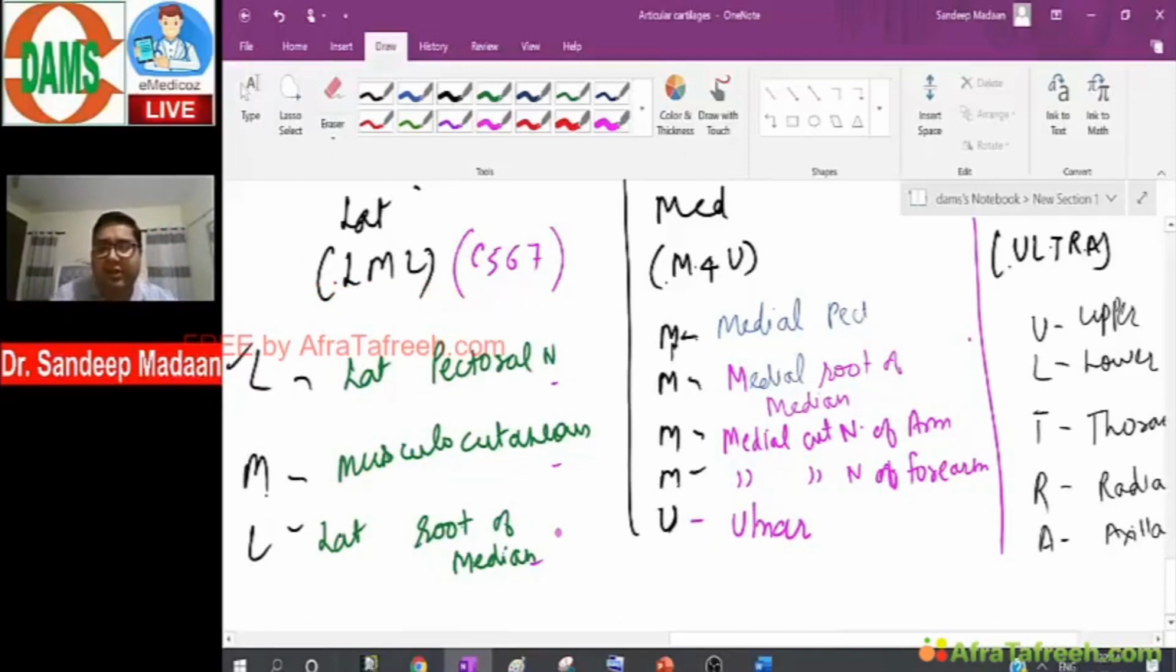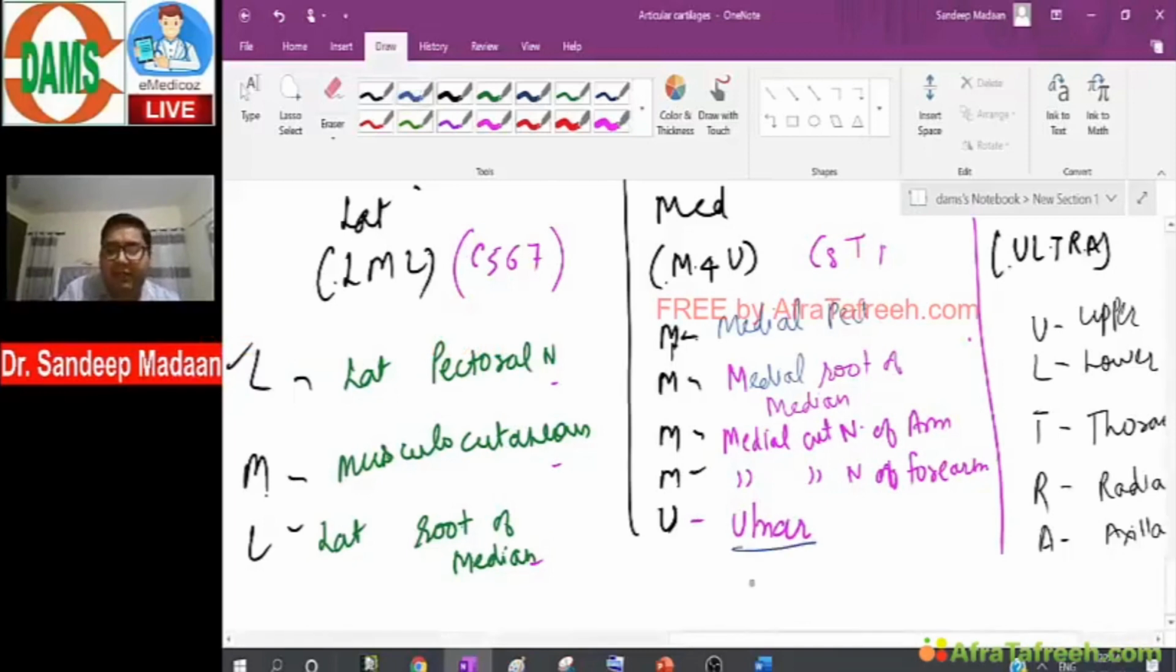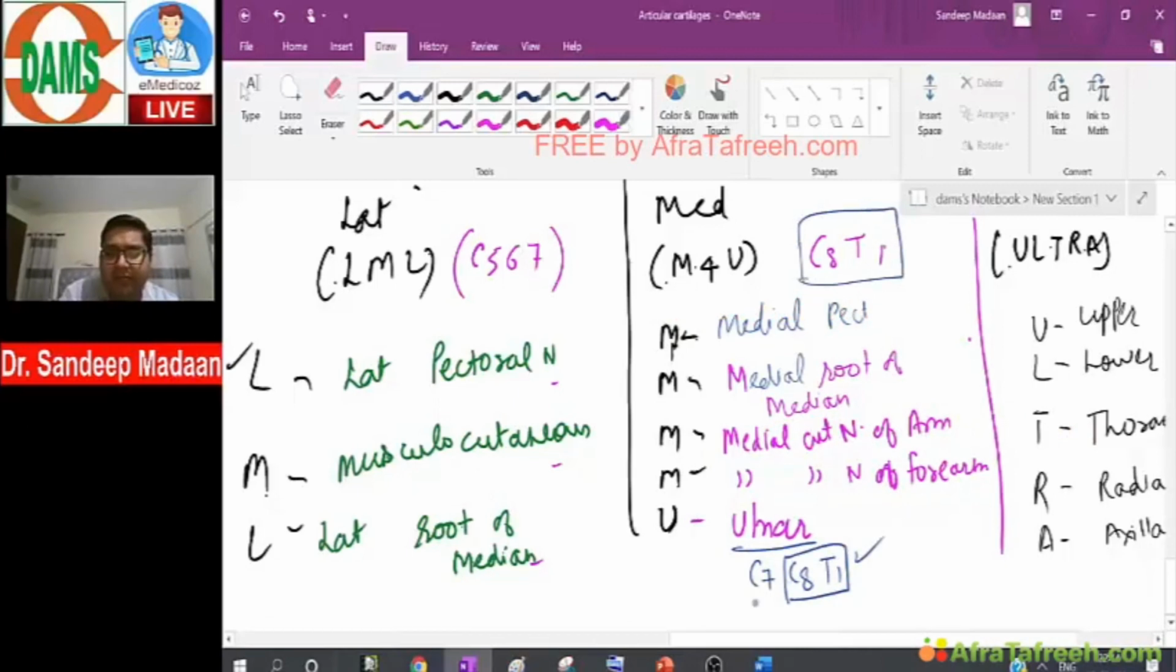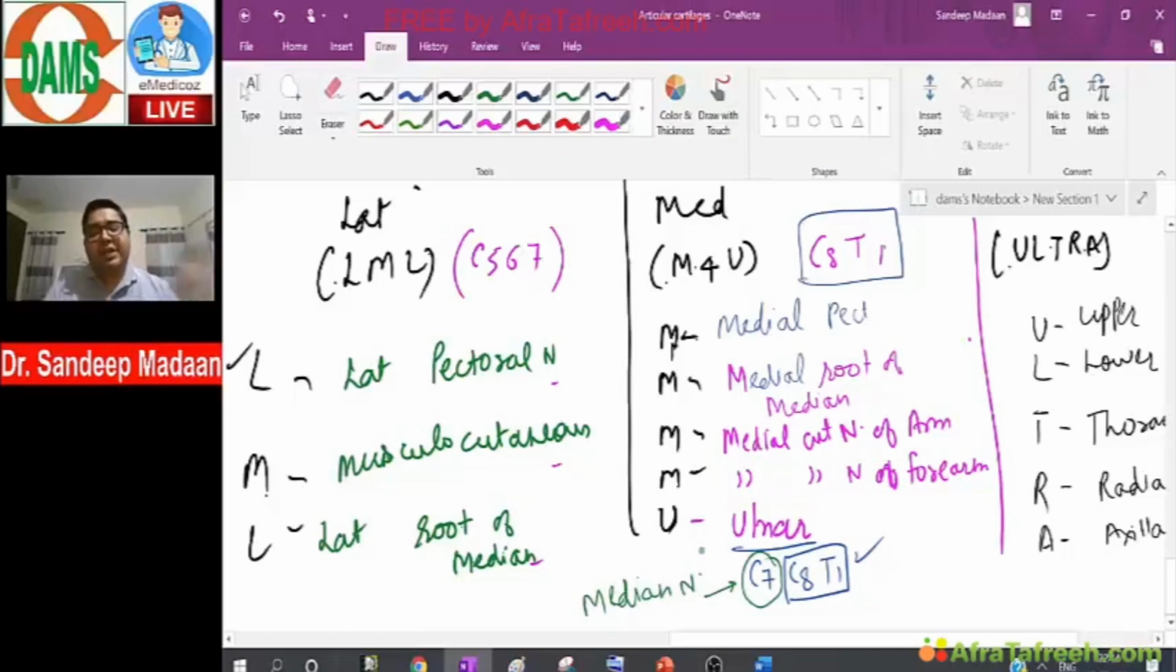What about the medial cord? Root value is C8 and T1. So all the branches will have the root value C8 and T1 except the ulnar nerve, because the ulnar nerve will have C7, C8 and T1. Why so? Because C8 and T1 is coming from the cord. That is okay. But what about the C7 fibers? The C7 fibers are given by a communicating branch from the median nerve. So basically, the median nerve gives the C7 fibers to the ulnar nerve. Altogether, the ulnar nerve root value becomes C7, C8 and T1.